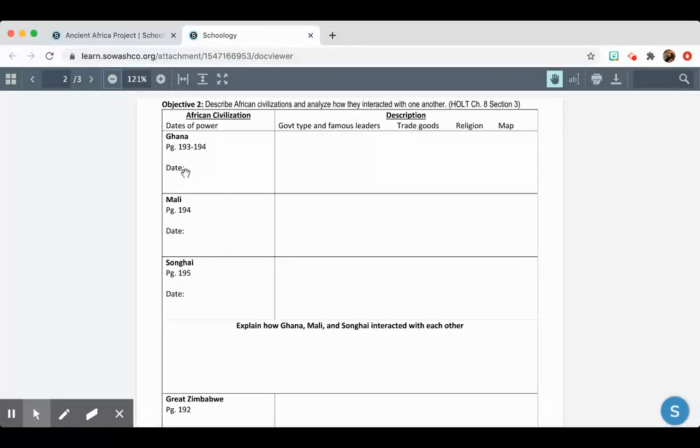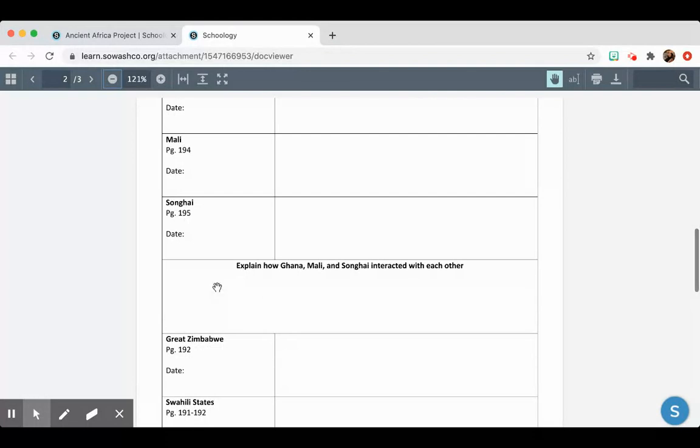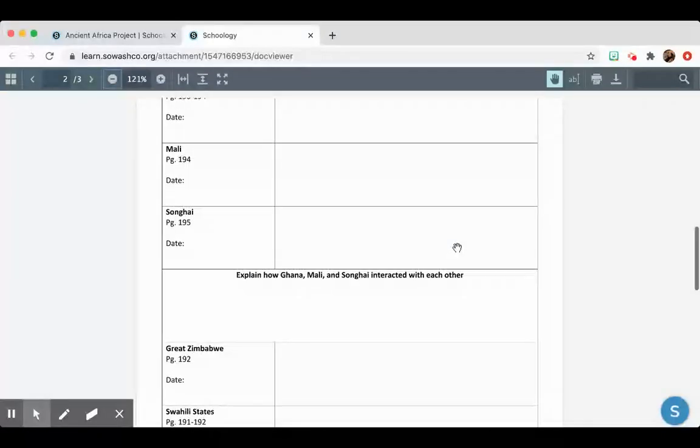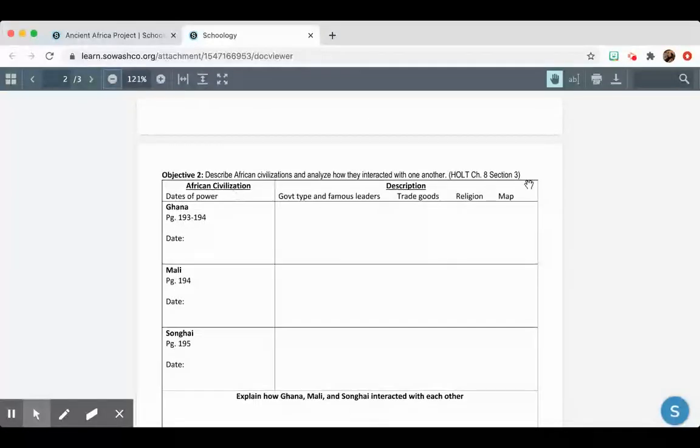After you describe Ghana, Mali, and Songhai, then you will need to explain how Ghana, Mali, and Songhai interacted with one another. Okay. You do the same thing for Great Zimbabwe and Swahili states. You describe each of the civilizations and then explain their interaction. Again, objective number 2 is worth 10 summative points.